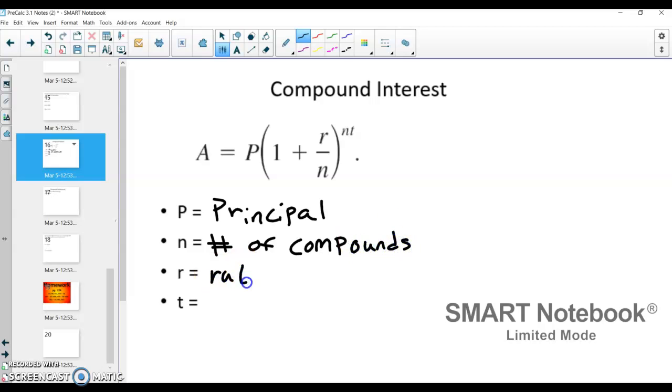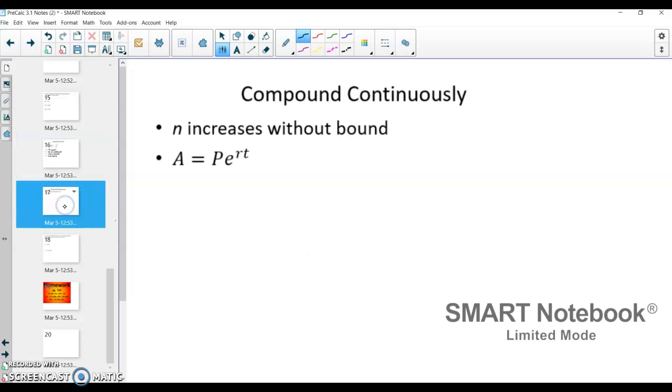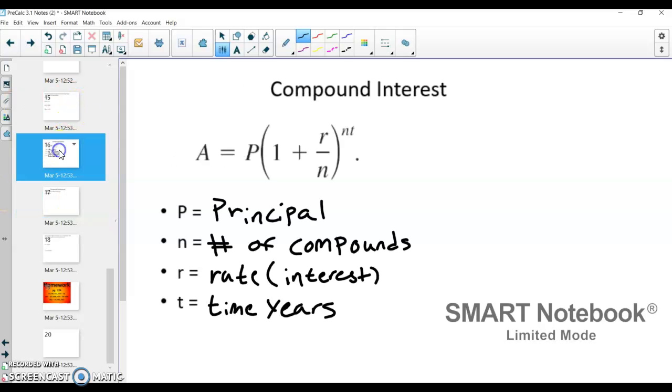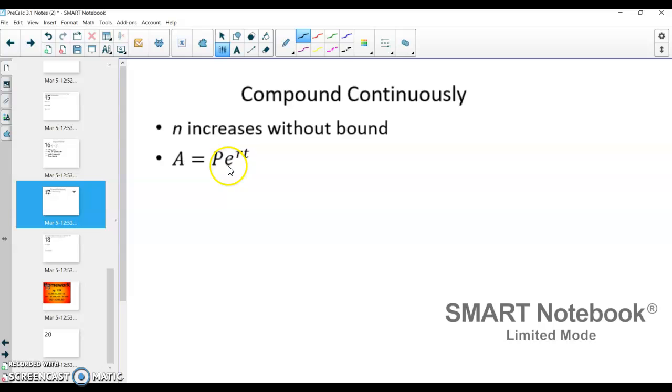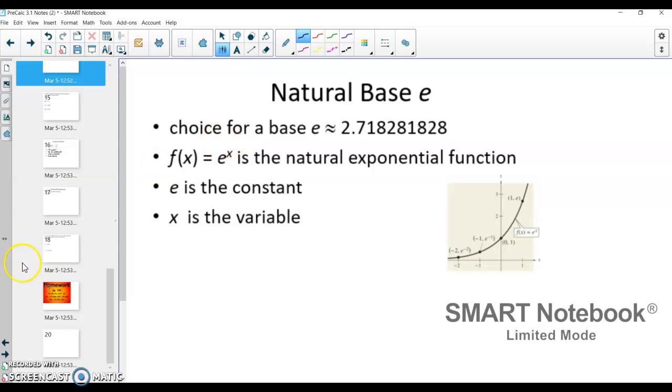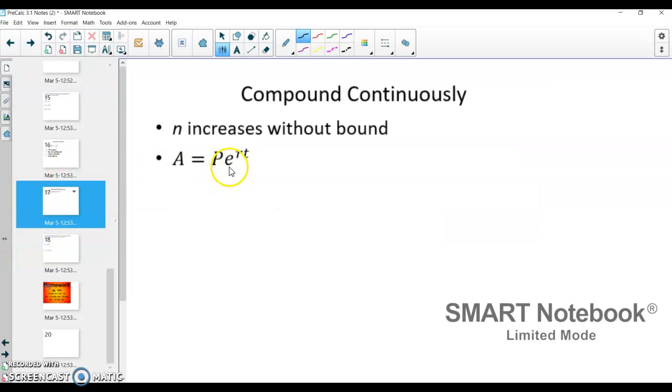R is our rate, or our interest rate. And T is time in years. Okay? That was compound interest. And this is compound continuously, where we get to use A equals Pe^(rt). Okay? And same kind of thing. Principal, e is that e, the natural base here. So P is the principal, e is e, r is still the interest rate, and t is time.